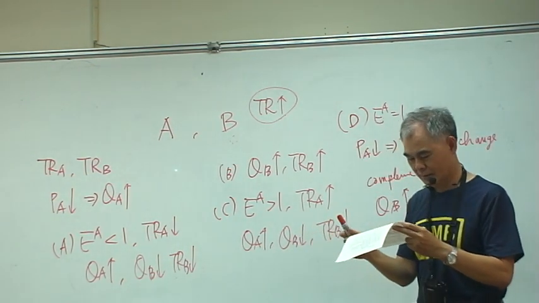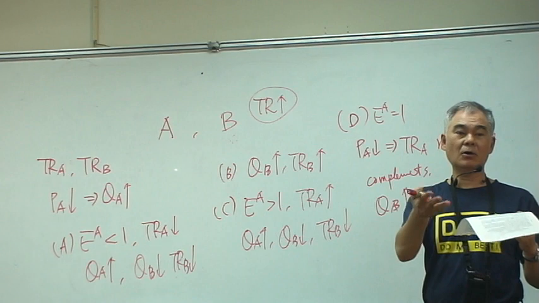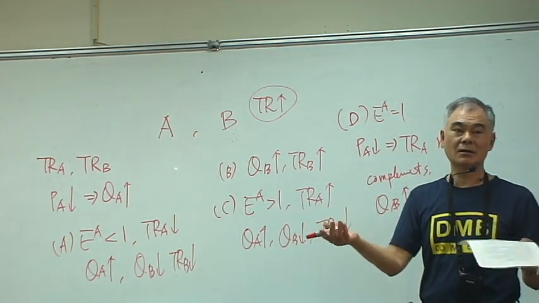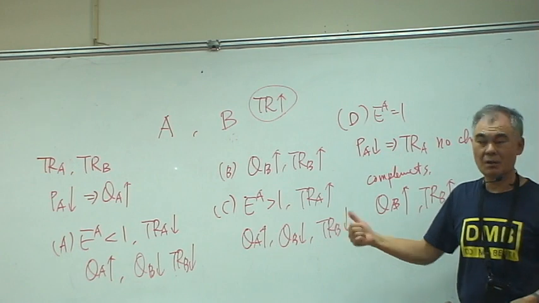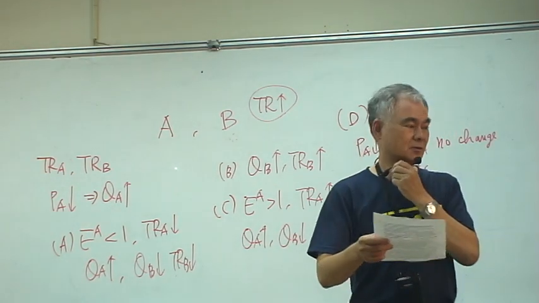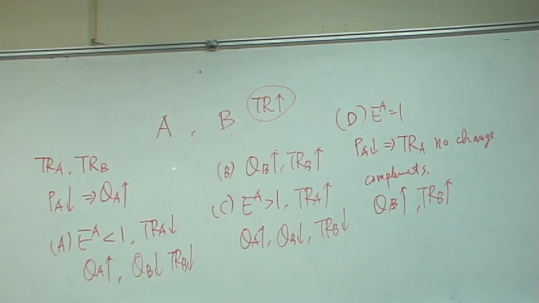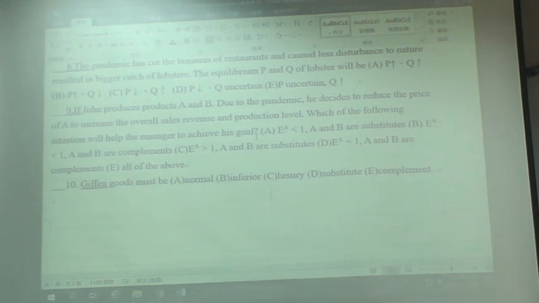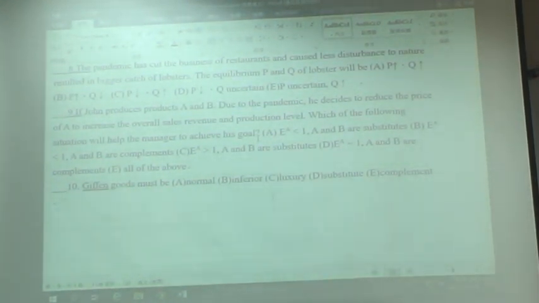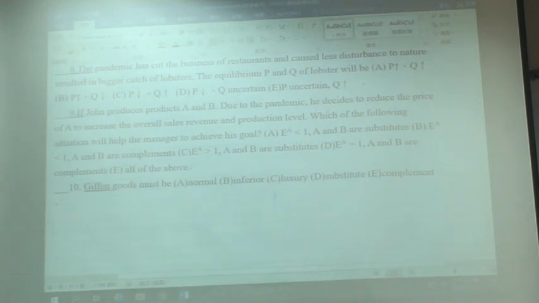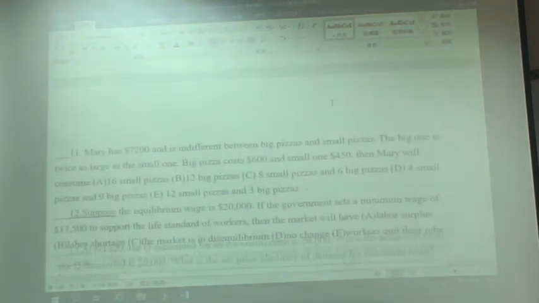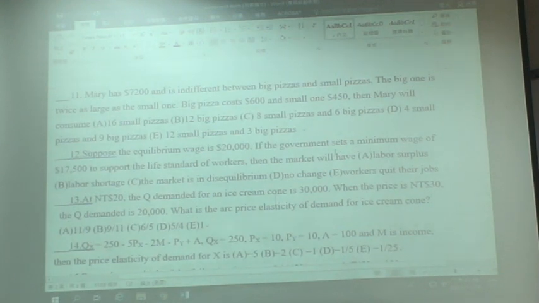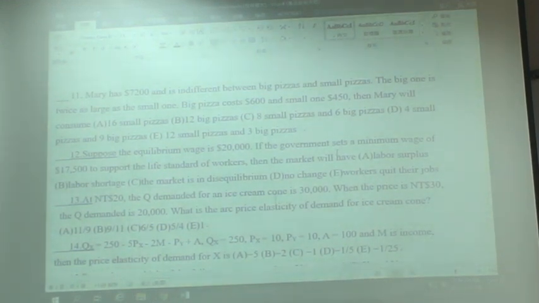Let's check, choice E says all of the above, so definitely it is wrong. Okay, you get it? Good. Question 10. Inferior, okay? Given goods must be inferior. Okay, question 11. We need some calculation.